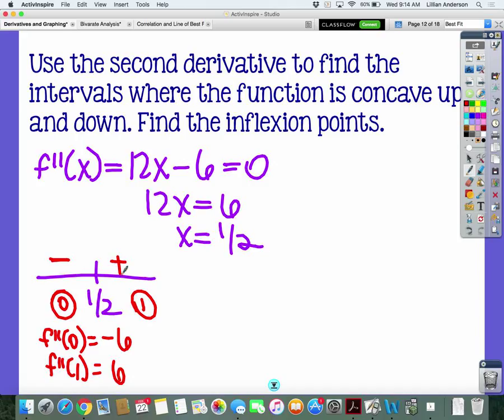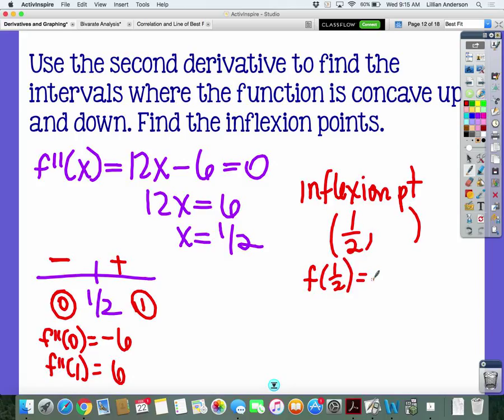So by setting the second derivative equal to 0 and finding that x value and then doing a number line and seeing that it changes signs, we have an inflection point. That inflection point happens when x is 1/2 on the original. How do we find the y-coordinate? Plug it in. So we have a -13/2. So about 1/2 and -6.5, that's where our inflection point is.